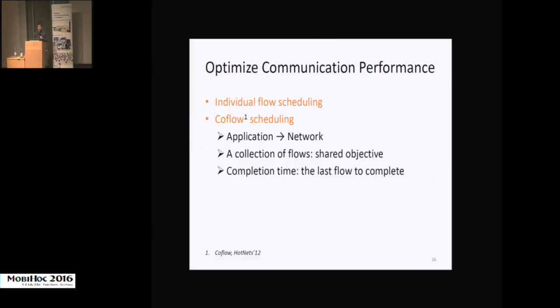To bridge this gap, the Coflow abstraction was proposed by Chowdhury and Stoica from the AMP Lab. Basically, the Coflow connects the application and the network to express the requirements of the applications in the network. To be more specific, a Coflow is a collection of flows that share a common objective. And again, the completion time of a Coflow is determined by the last flow to complete.